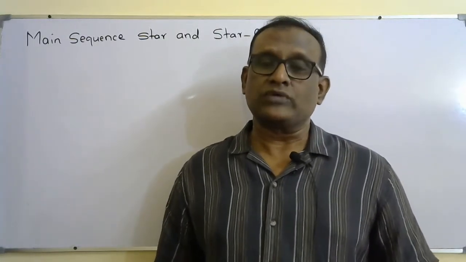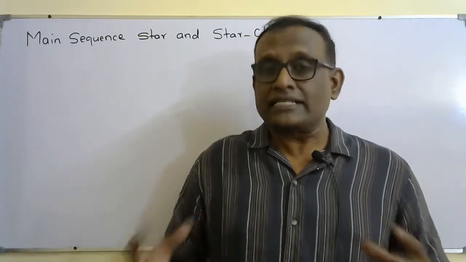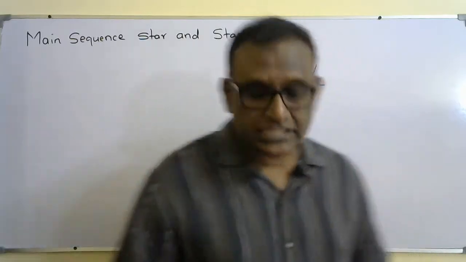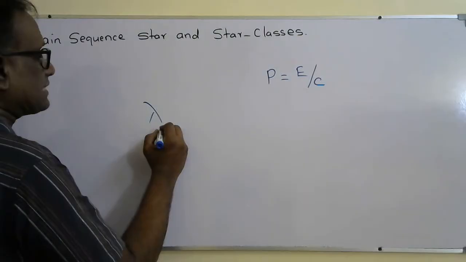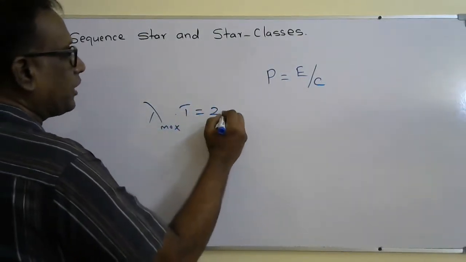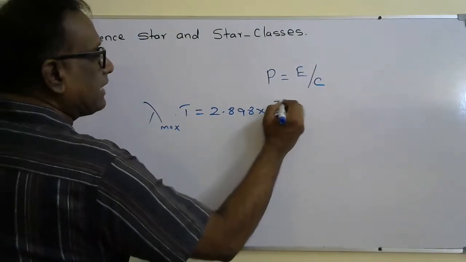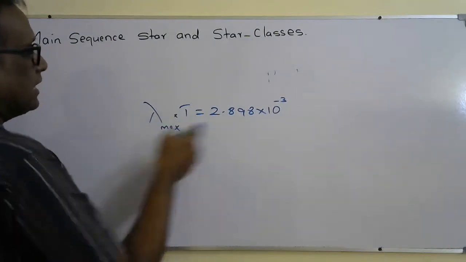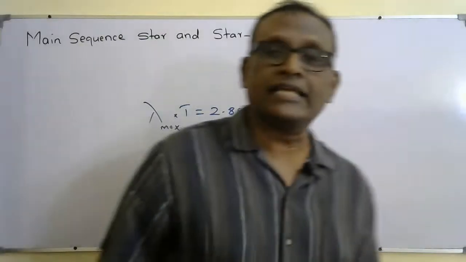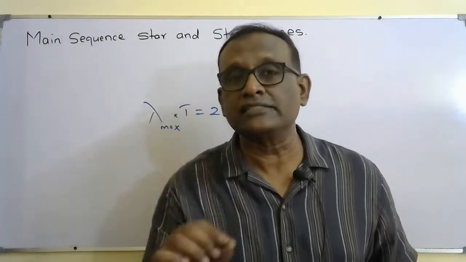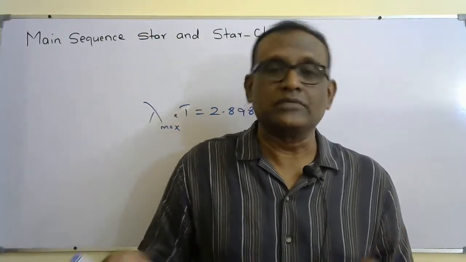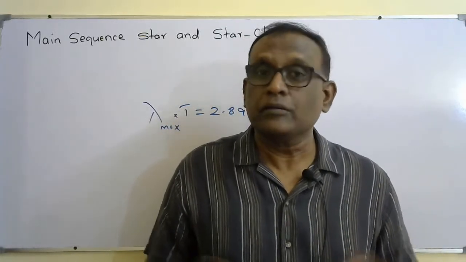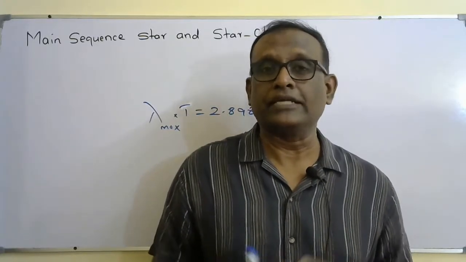When the rate of fusion increases, what happens? The temperature of the massive star will be much larger. When the temperature is much larger, according to Wien's law, lambda max T equals a constant, 2.898 times 10 to the power minus 3, these massive stars have much larger temperature, so the wavelength lambda max, the wavelength that corresponds to the peak luminosity, will be much smaller. So you know, in the visible spectrum, the lowest wavelength is almost blue or violet. So massive stars will appear bluish.